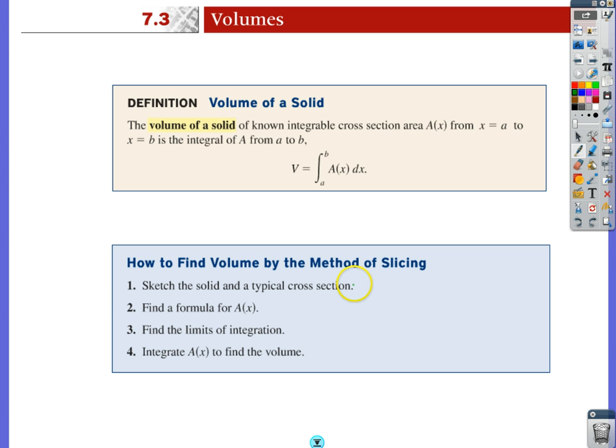So again, here are your steps. You're going to sketch the solid. You're going to find a formula for that cross-sectional area. Then you're going to find your limits of integration. And finally, you're going to integrate it. Four easy steps, and we're going to do that today.